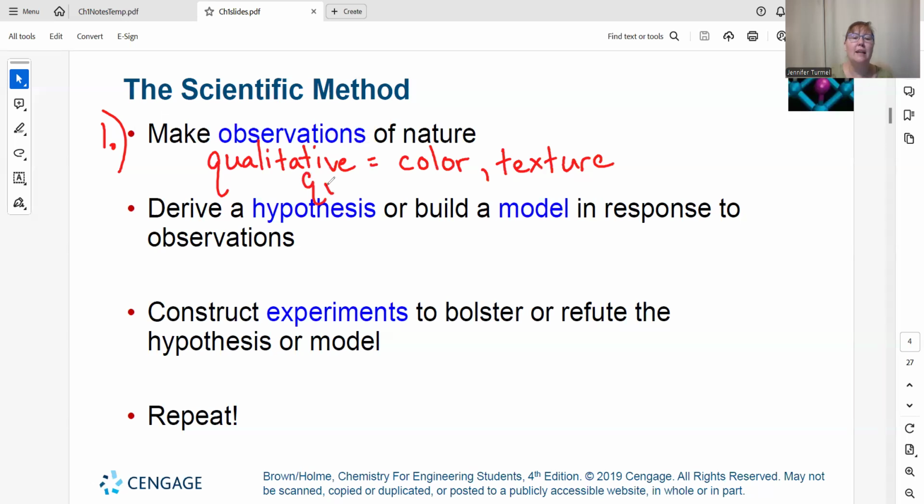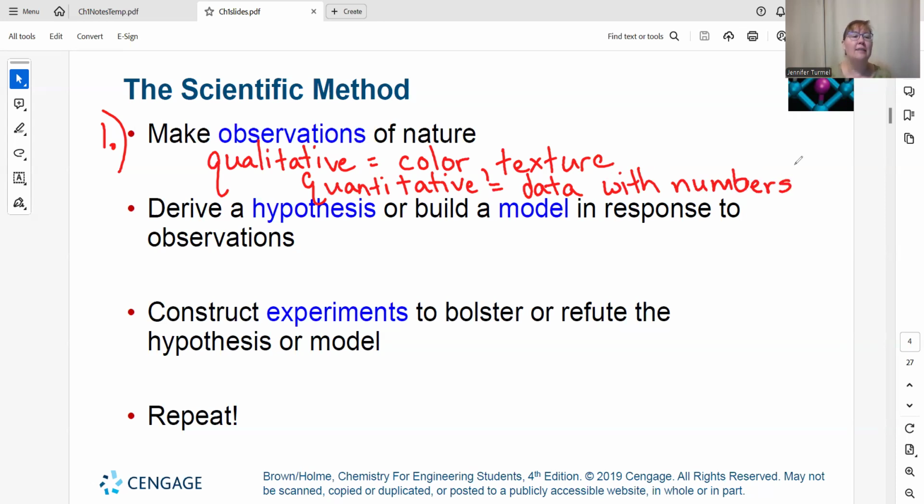In a quantitative observation, think quantity. This is data with numbers, is how I like to say that. Data with numbers. So it might be a specific value, and that's our quantitative information.